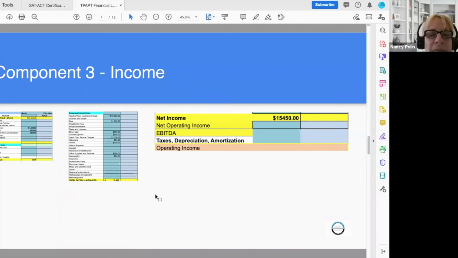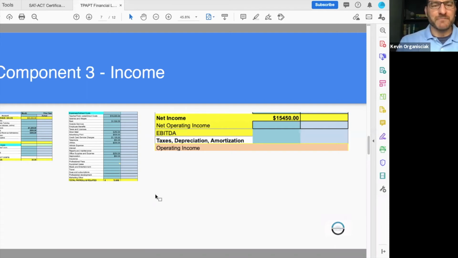Did you say the net income, the net operating income, and the EBITDA, those are interchangeable terms? Those are interchangeable terms. Okay, gotcha. Any other questions so far?